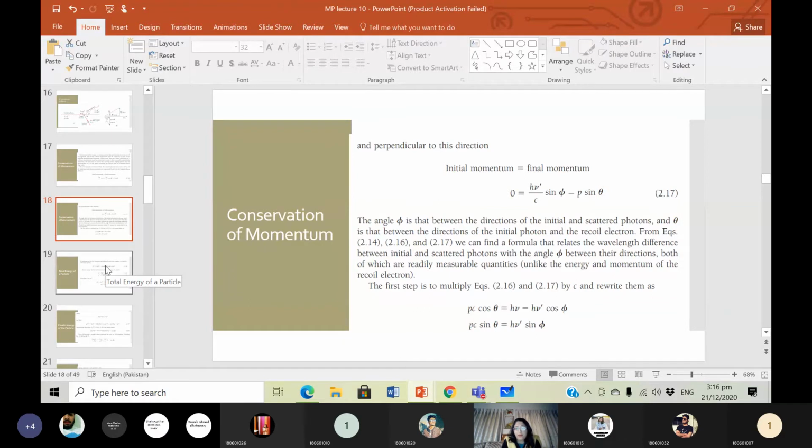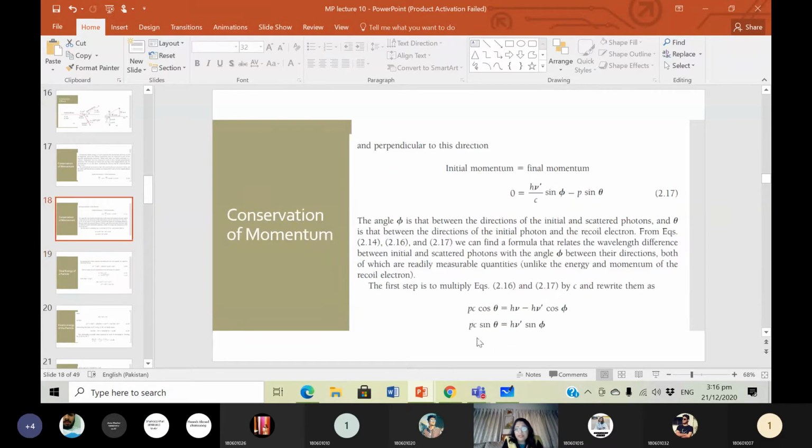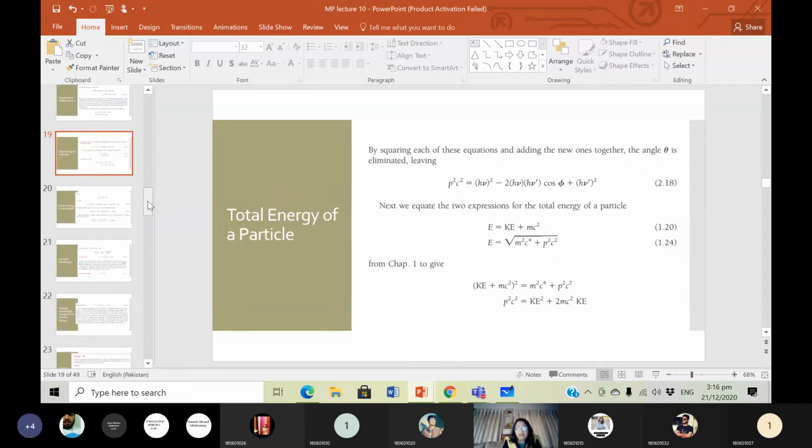Okay? Now what we're going to do, we're going to square. As you can see, theta can be easily eliminated if we square both the equations, and then we add them. Squaring each of these equations and adding the new ones, obviously we're going to get rid of theta because sine square theta plus cos square theta is 1. Okay? So when we square the two equations and add the new ones, then the angle theta is eliminated.